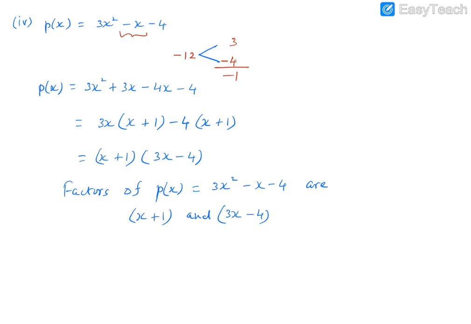We have seen a few examples of how to factorize using the method of splitting the middle term, and this method applies to quadratic polynomials. When you say quadratic polynomials, we mean that the degree of the polynomial is 2. That means the highest power of x is 2, and this method is used to factorize quadratic polynomials.